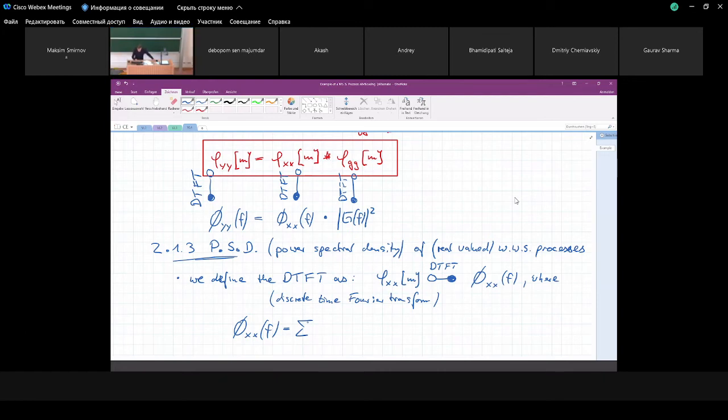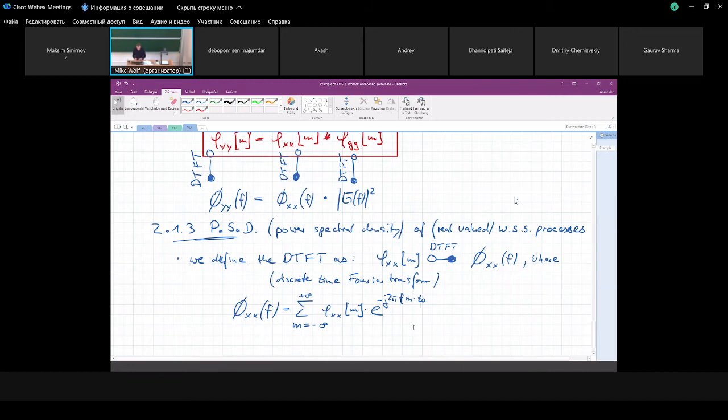And this sum goes from minus infinity to infinity, x of m, instead of an integral, a Fourier integral, we just have a sum, times e to the power of minus j 2 pi f t naught. So now take care.